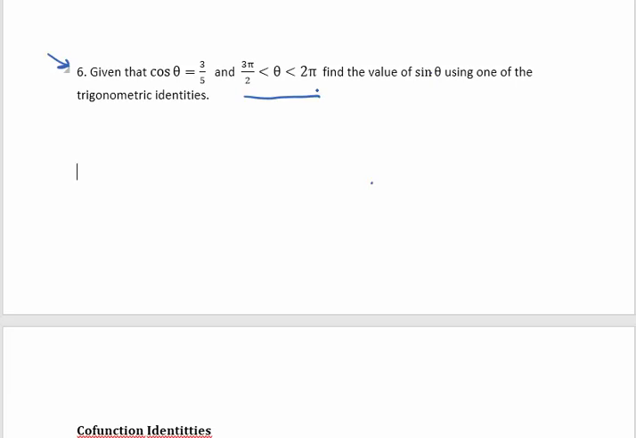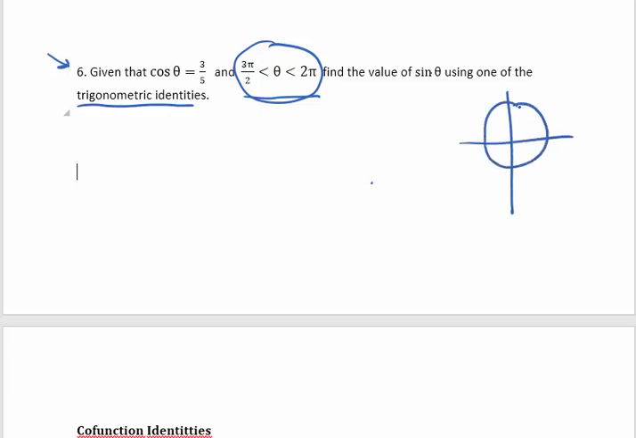Alright, so what we want to do here when we get a question like this seems a little tricky. We know we want to use one of the trig identities up there, and we don't want to ignore this piece of information. So theta, which is our angle, remember, is between 3 pi over 2 and 2 pi. So let's do a couple things here. Let's draw a little sketch of the unit circle.